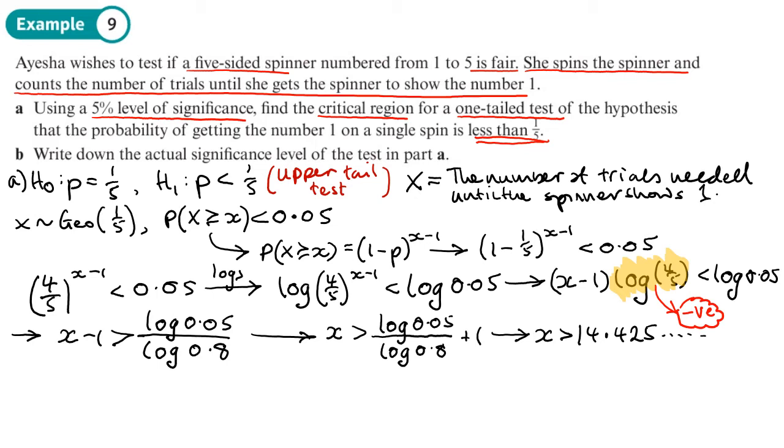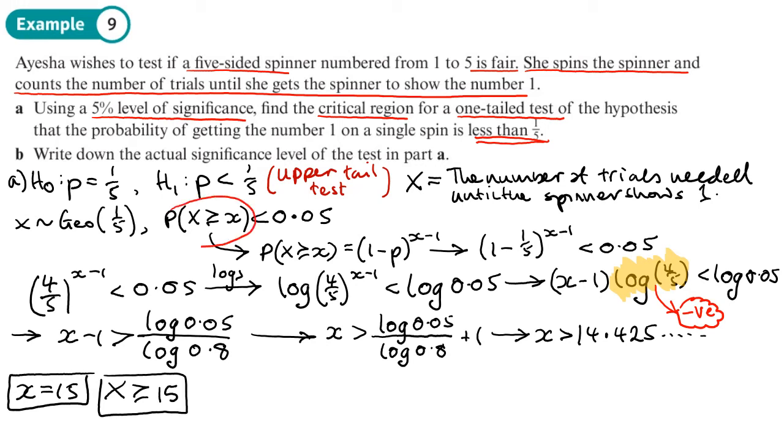Now x is a whole number, isn't it? Because it's the number of trials, so if it's greater than that number, x has to be 15. So 15 is my critical value. It's asking for the critical region, so that means that x is greater than or equal to 15. If we're not sure, we can always refer back to what we wrote down here. X greater than or equal to 15 is our actual critical region, whereas that's the critical value there.